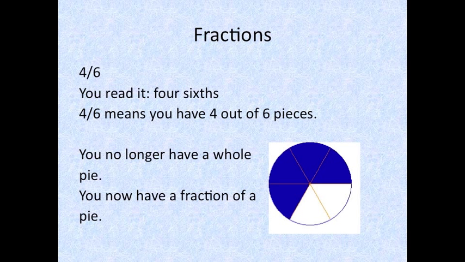Now let's look at 4/6. You read it 4/6. So 4/6 means you have 4 out of 6 pieces. You no longer have a whole pie. You notice that you're missing 2. That's what the white slices represent. You now have a fraction of a pie.